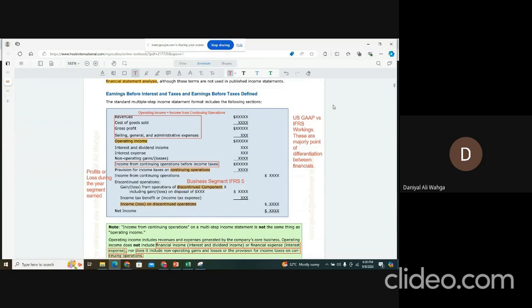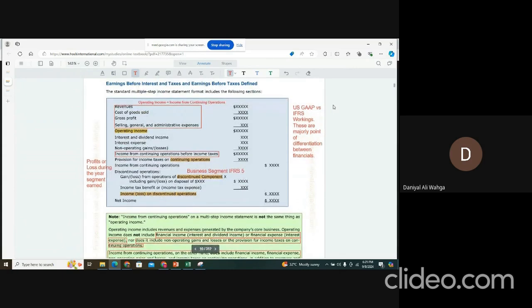It is a part of your financial analysis, how you learn towards your operating income. As you see, there's mention of earnings before interest and taxes, earnings before taxes, and how these are differentiated and defined. You need to understand these small differences for your exam preparation. At the end, you have to see your net income.